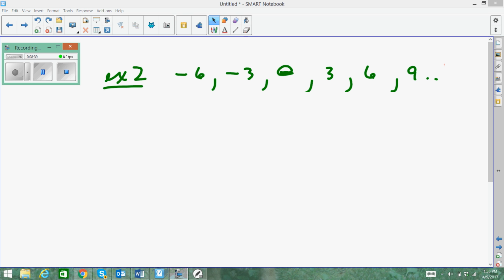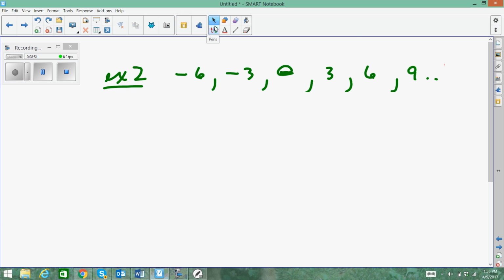So how do you write a recursive rule? A recursive rule is basically a rule that says take the previous term and do something to it to get the next term. So therefore, we have to think about what a sub n minus 1 really means. A sub n minus 1 really means the previous term.